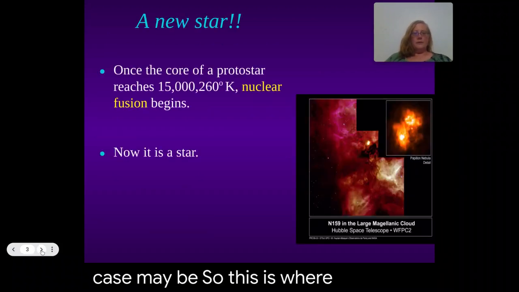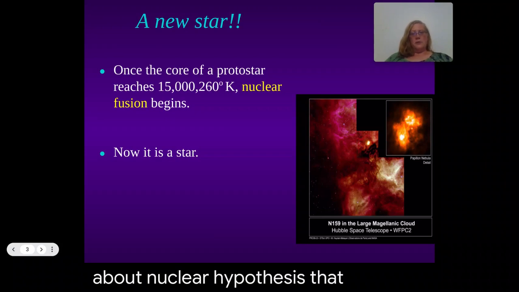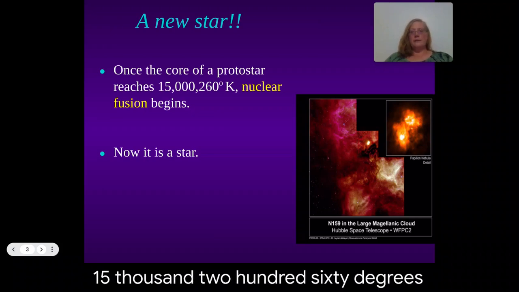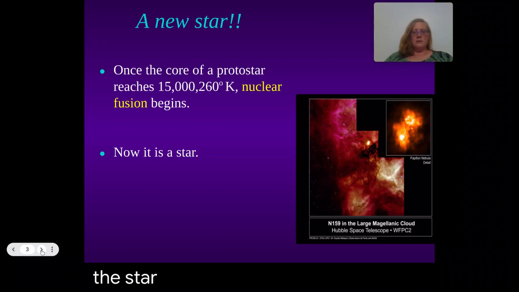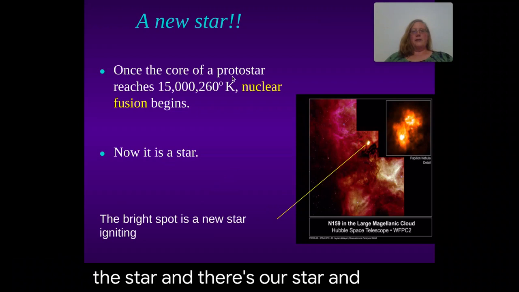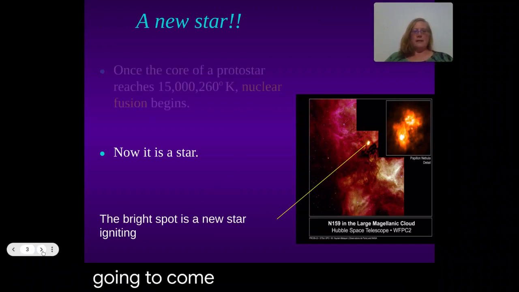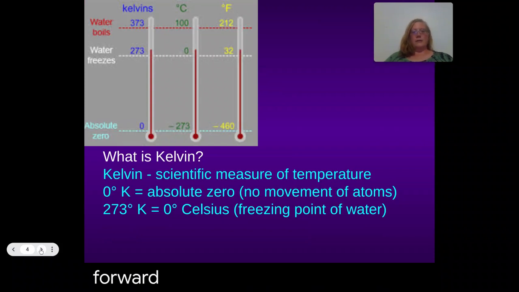So, this is where we left off with the last one when we were talking about the nuclear hypothesis, that a protostar becomes a star once it hits 15,260 degrees Kelvin. Nuclear fusion begins, and we get the star. And there's our star. We said that we hadn't talked about some of this stuff yet, and that it was going to come back up, and we are ready for it now.